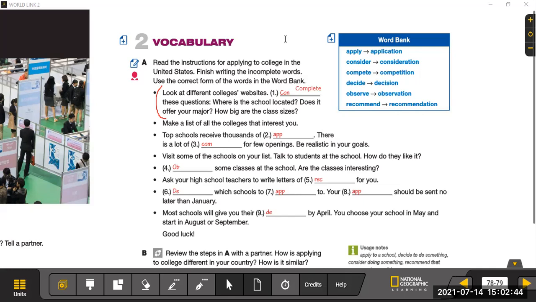Okay, the problem is that we don't have complete in the answers. Here we don't have complete. For example, we have compete, but we don't have complete. Also, this word is with N, not with M. So which word here? Consider. Exactly. All right, ahora entendí. Yeah, consider.